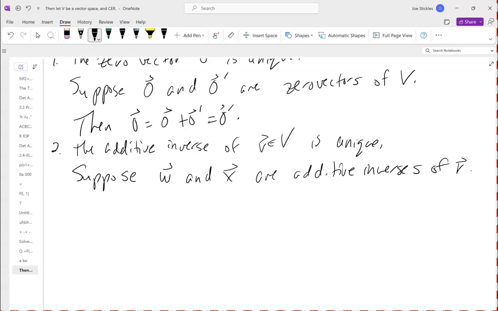So what can I say about V plus W? If W is an additive inverse, what can I say about V plus W? It's 0, good. What can I say about V plus X? It's also 0.